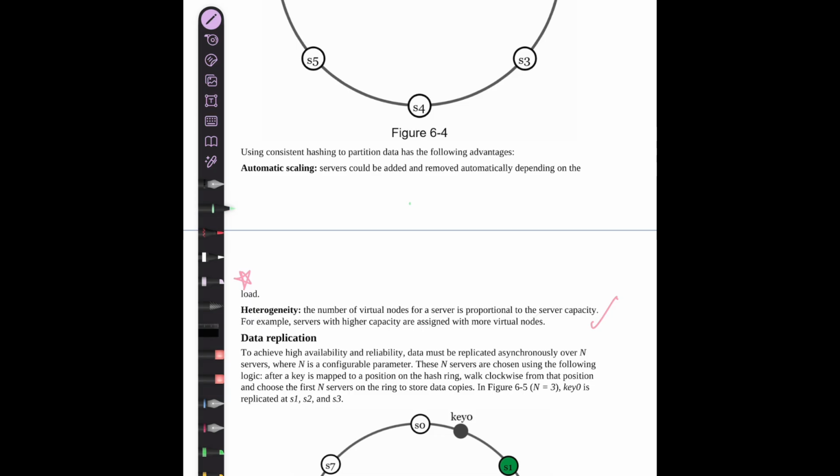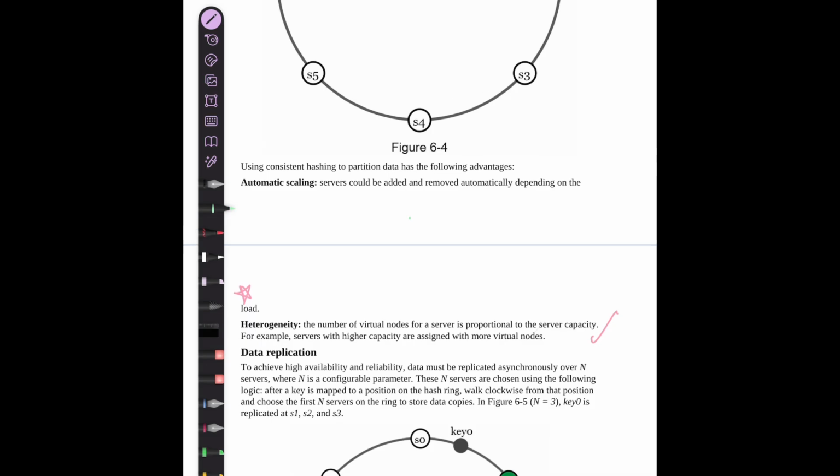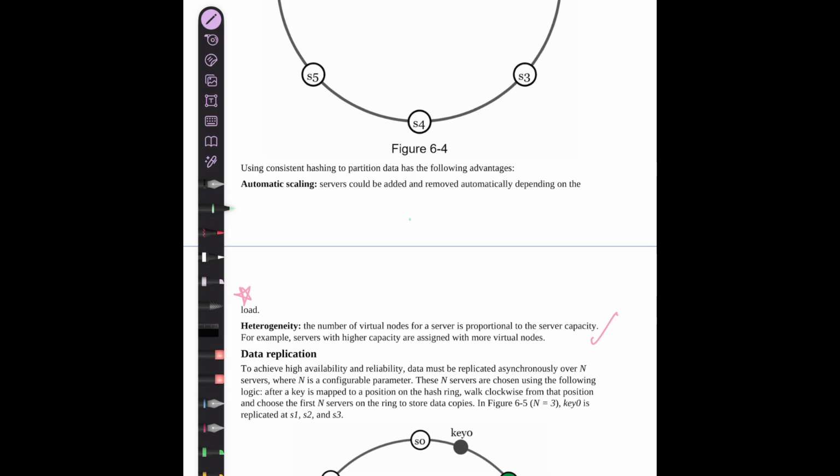And suppose I know that a particular server has more capacity, what I can simply do is increase the virtual nodes corresponding to that server. So this is what they talk about as heterogeneity. The number of virtual nodes is proportional to the server capacity. For example, the servers with higher capacity would be assigned more virtual nodes.